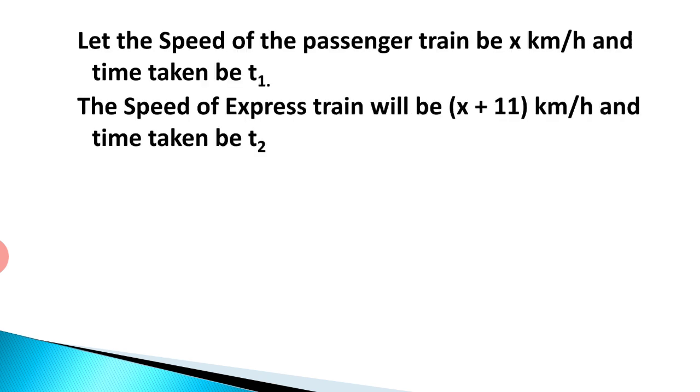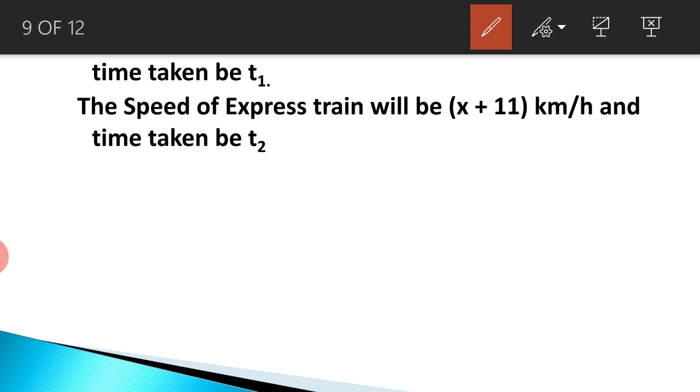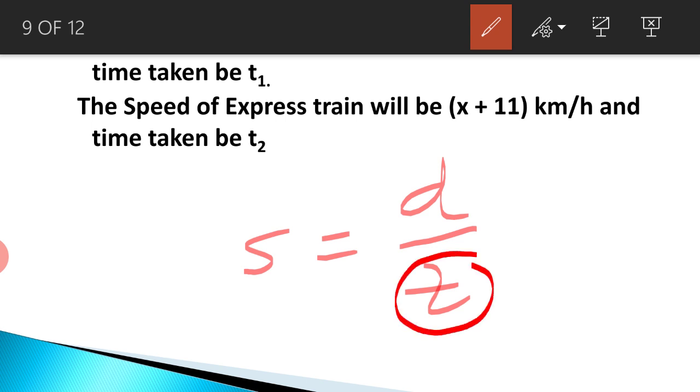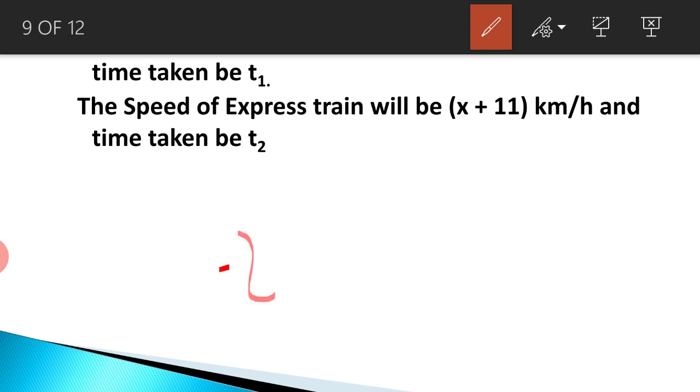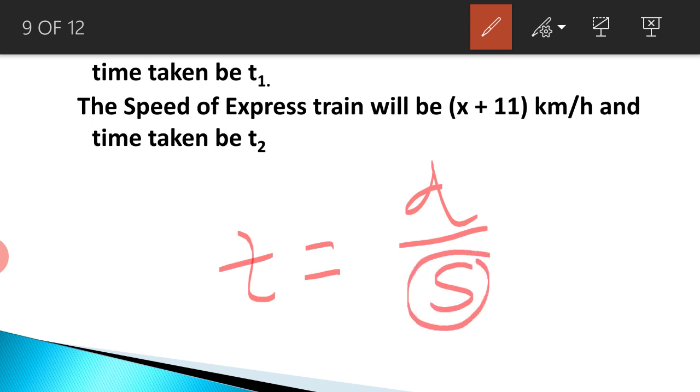As we have to find the speed, we let the speed of the passenger train be x because it is less, and the time taken be t1. Are you getting? The speed of the express train will be x plus 11, and let the time taken be t2. Now which relation are we going to use? We know that speed is equal to distance upon time, and we are going to express time in terms of distance and speed. So we get t is equal to distance upon speed, and the speeds we have assumed are x and x plus 11.